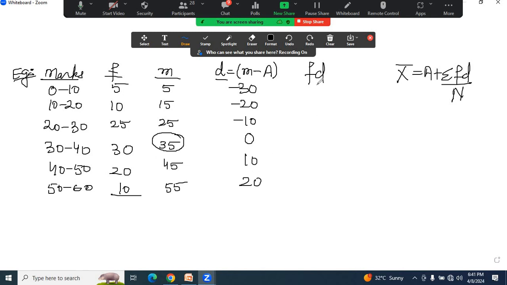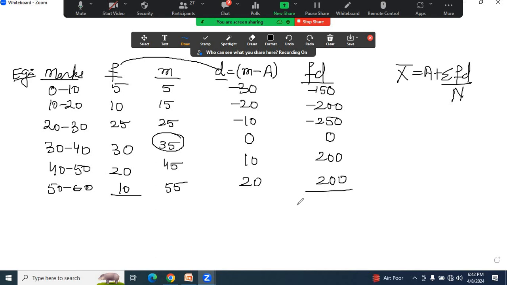Then FD. F and D, these will multiply. 5 into minus 30, minus 150. 10 into minus 20, minus 200. 25 into minus 10, minus 250. 30 into 0, 0. 20 into 10, 200. 10 into 20, again 200. Now I'll find summation FD. These are negative numbers, I'll add them. The answer will be negative. It will be minus 600. And this will be plus 400.